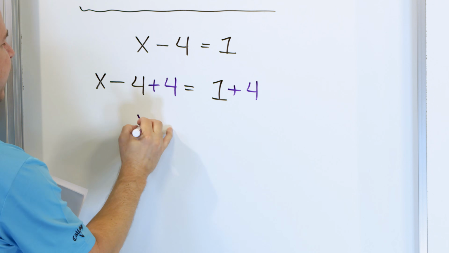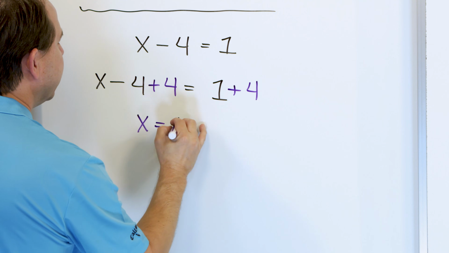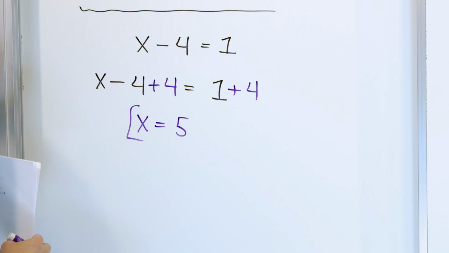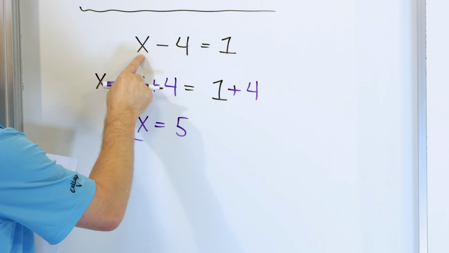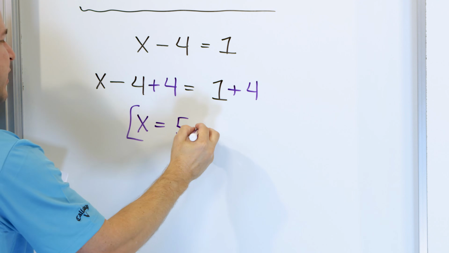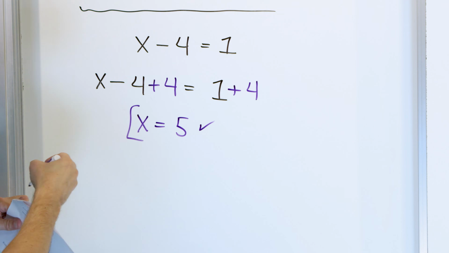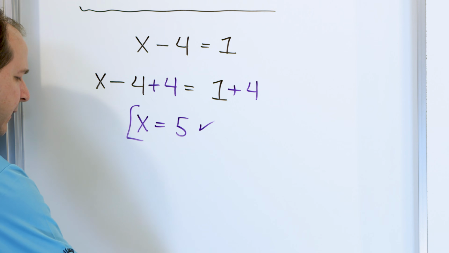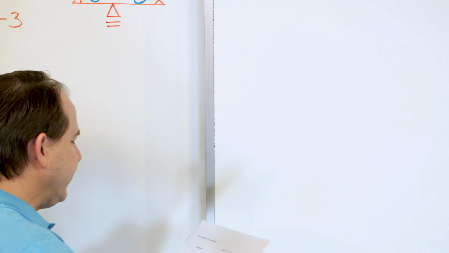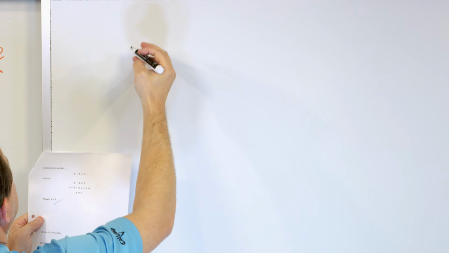The only thing left is x, and then 1 plus 4 is 5. So we know that 5 is the answer. We check it by putting 5 in here. 5 minus 4 is 1. So we know the answer is correct, just like we could check the previous one. That is literally how we're going to do all of these problems. Let's take a look at the next one.